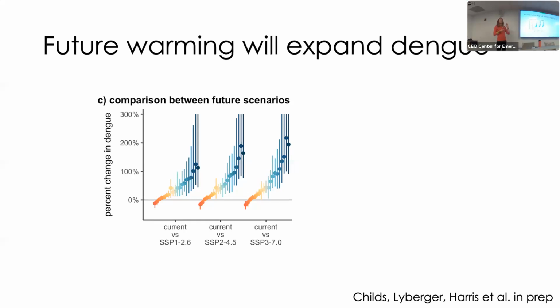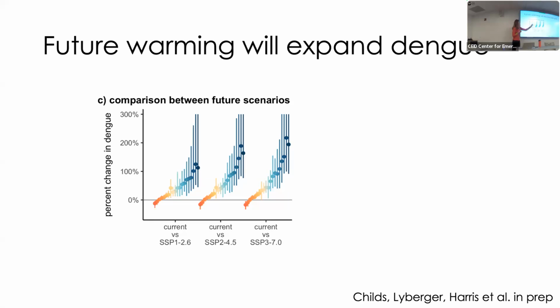Now just comparing under different future climate scenarios, could it be better or worse depending on the scenario? This is SSP 1-2.6, which is considered the best case scenario. If we meet the Paris Agreement goals, this is what climate warming would look like. We can see that there's still going to be a projected doubling of dengue risk in some countries, but it's much worse under the worst climate scenario.